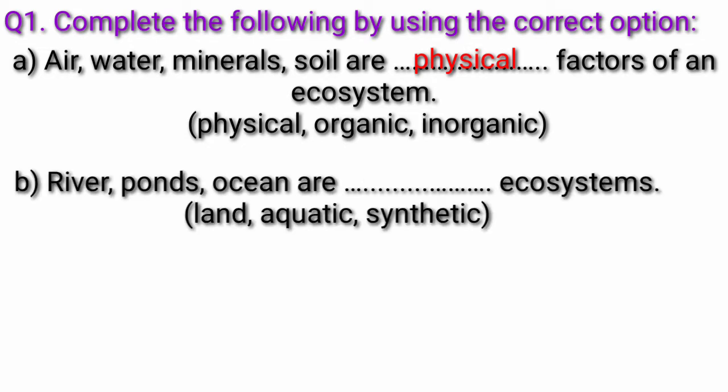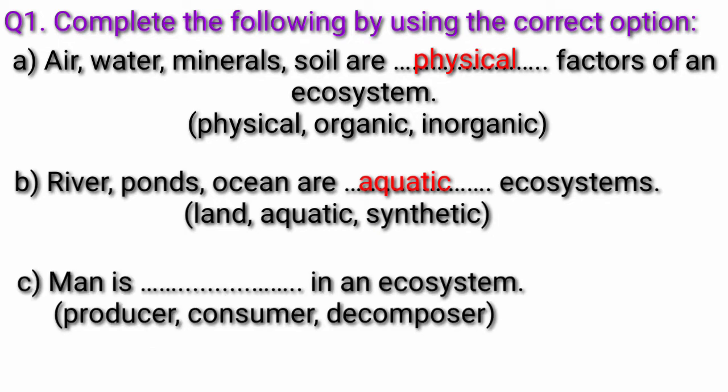Question B. River, ponds, ocean are fill in the blank ecosystems. Land, aquatic, synthetic. Answer: aquatic. River, ponds, ocean are aquatic ecosystems. Question C. Man is fill in the blank in an ecosystem. Producer, consumer, decomposer. Answer: consumer. Man is consumer in an ecosystem.